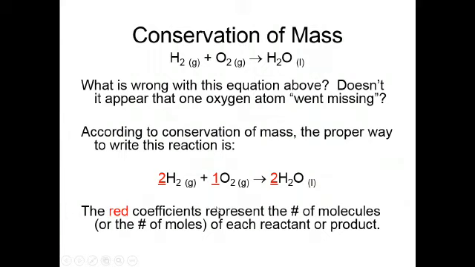The red coefficient represents the number of molecules or the number of moles of each reactant or product. But in this case, we don't write 1. If we have no index or coefficient, the coefficient is 1.